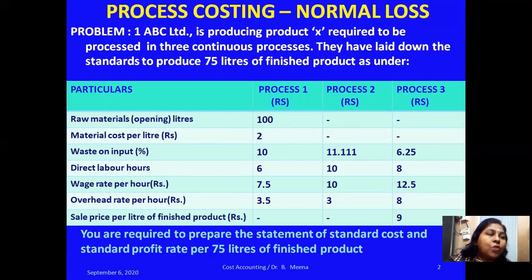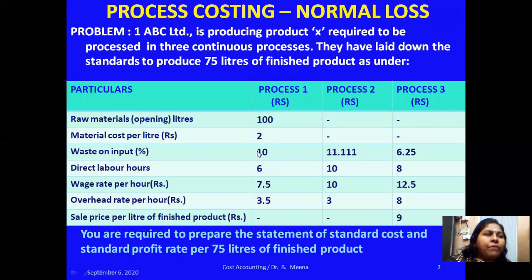How many liters? This is not in rupees. 100 is not in rupees. It is in liters. So input for process 1 is 100 liters, and material cost per liter is 2. So each liter costs 2 rupees, which means the raw material cost for the first process is 200. Okay. Next, the wastage percentage is given for each process: 10% for process 1, 11.111% for process 2, and 6.25% for process 3.